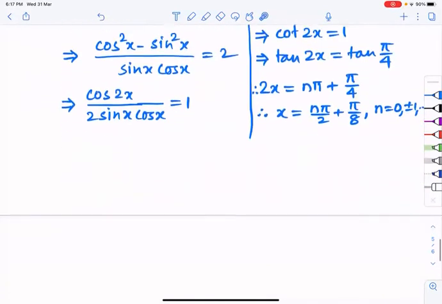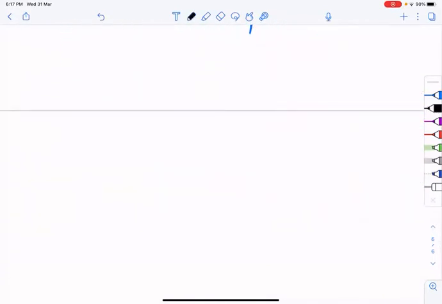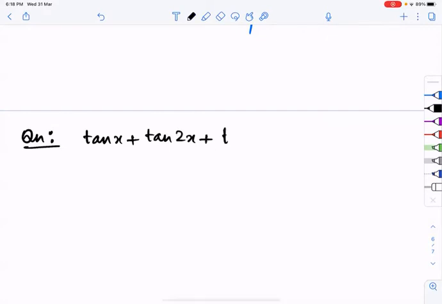Let us take another question. Say we have a question like this: tan x plus tan 2x plus tan 3x is equal to tan x into tan 2x into tan 3x. From here you have to find the value of x.